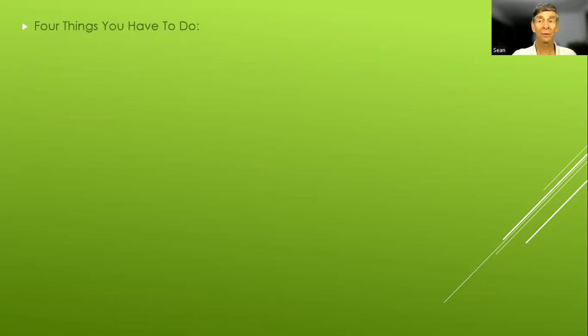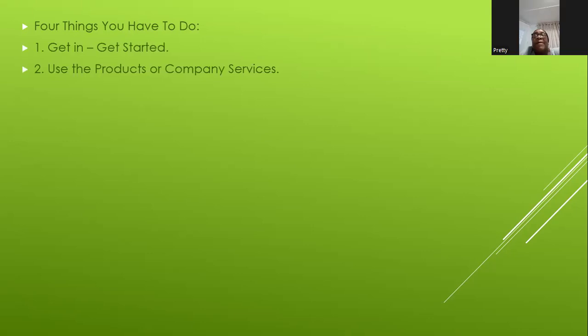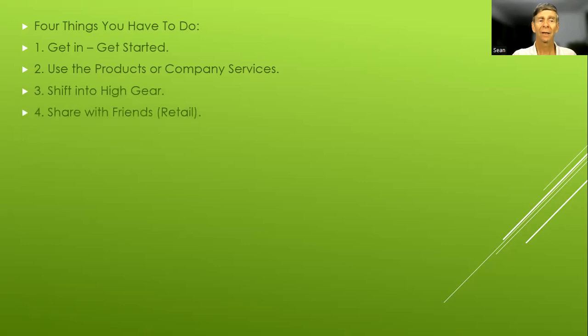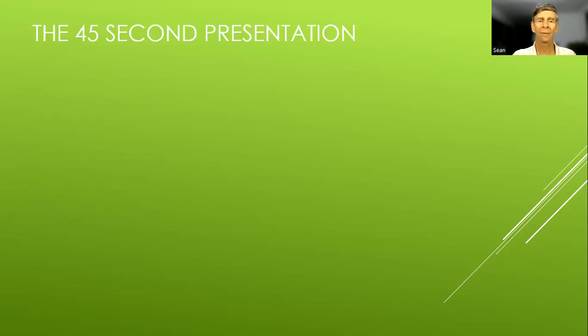So the 4 things that you have to do: get in and get started. Use the products or company services. Shift into high gear. Share with your friends, as in retail. And one last reminder, for more copies of this book, plus the system, visit the website www.45second.com. Everything is there.